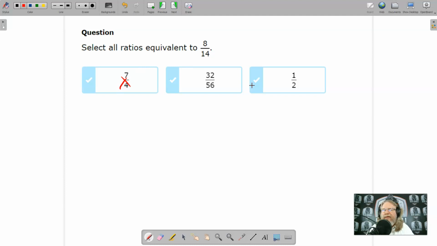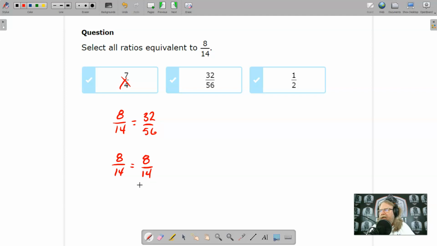Now the other two, they're proper fractions. We're going to have to go ahead and check those out. So let's do the first one. 8 is to 14, as 32 is to 56. To tell you the truth, I don't like the idea of multiplying by big numbers here. If I could simplify that, I would. I think 4 would work for both of these. Indeed it is. They're both divisible by 4. 32 divided by 4 is 8. 56 divided by 4 is 14.